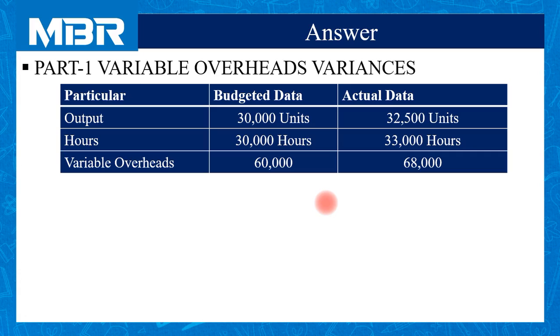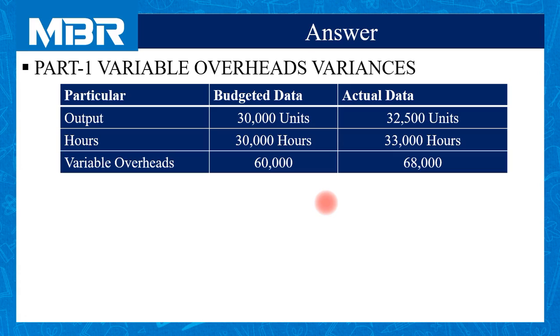Working hours, budgeted 30,000. Actual, 33,000. And variable overheads, budgeted rupees 60,000 and actual rupees 68,000. This information is enough to calculate variable overheads variances. We don't want each and every item given in the question in order to calculate variable overheads variances. So first of all, prepare part one of your answer. That is all about variable overheads variances.